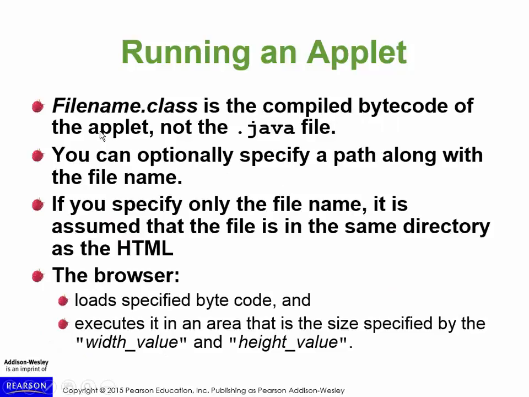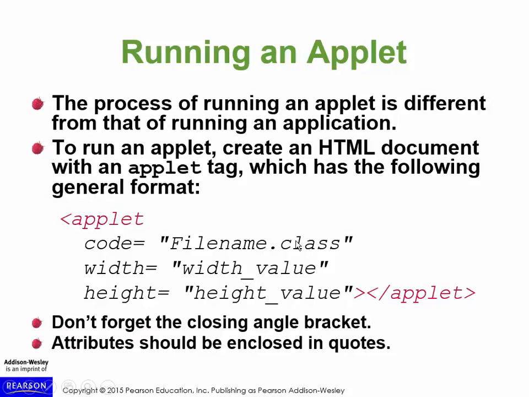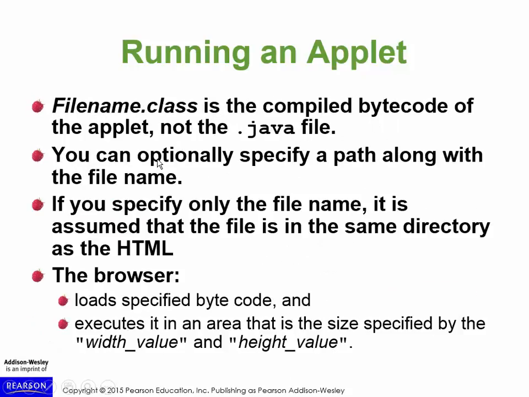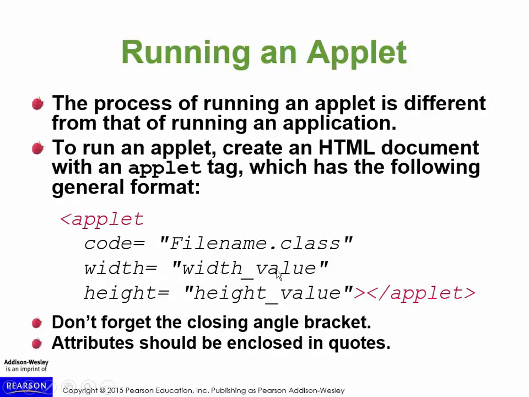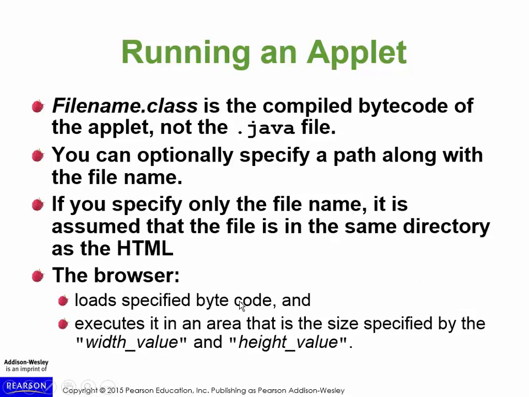Again, file name .class is the compiled bytecode of the applet, not the .java file. So make sure you get the name .class, not .java. You can specify a path as necessary. If you don't, it's assumed the file is in the same directory as your HTML. Notice the browser loads the specified bytecode, executes it in an area, and creates an applet window the size of width value and height value.